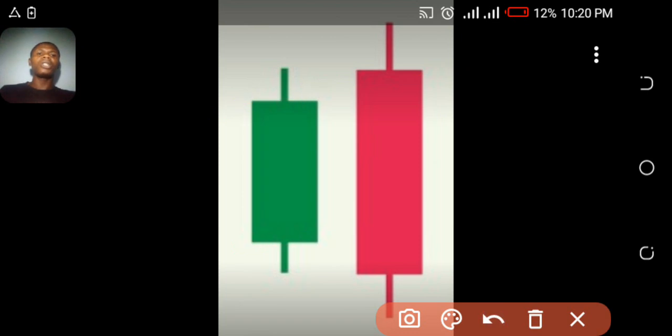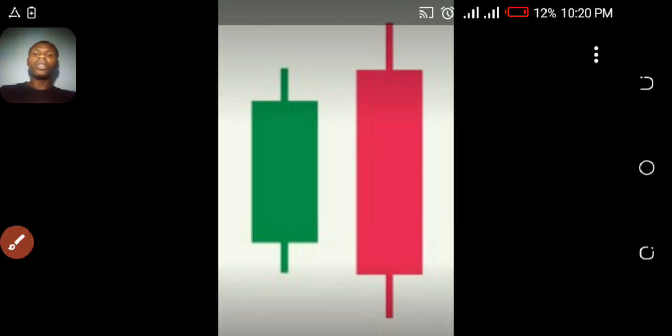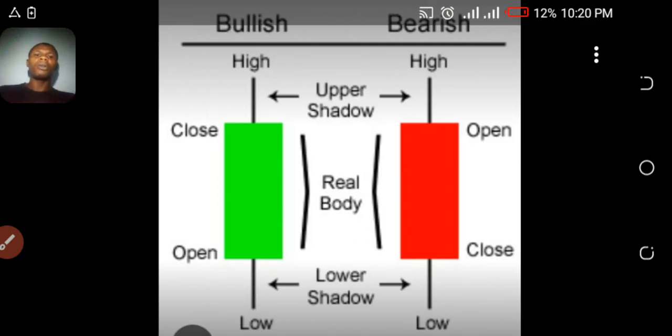Now I need you to understand something. The sake of this video is to show you an entry trigger. There's something called an entry trigger. An entry trigger is what tells you when to enter the market. Okay, it's actually a signal for you to know that hey, we are about to go in that direction.